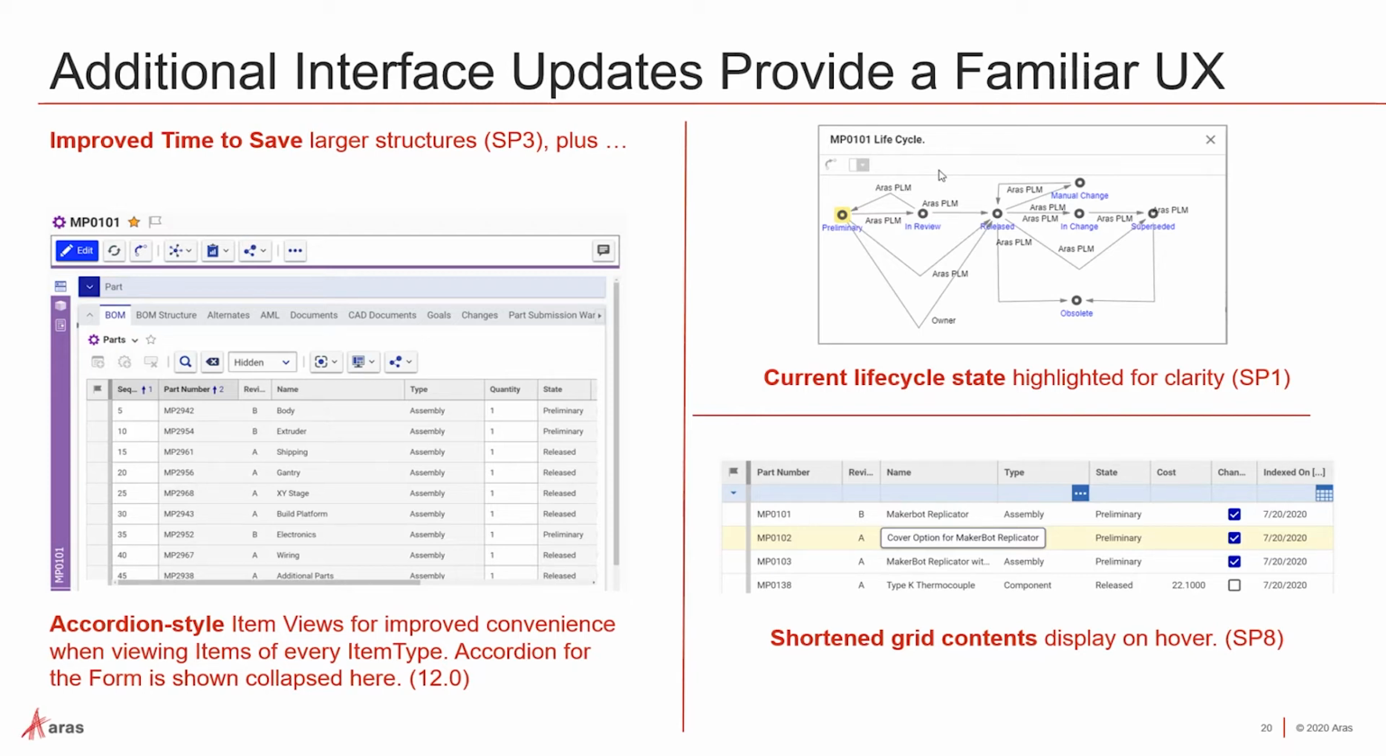Even small things we worked on in 12 based on customer feedback, things like more clearly indicating the current lifecycle state in the yellow color that you see here. Also, there's a nice convenience feature of being able to show complete content of a property in a search grid if the width of the column is too small. And this includes even long multi-line text fields that can be viewed quickly without having to open the item.